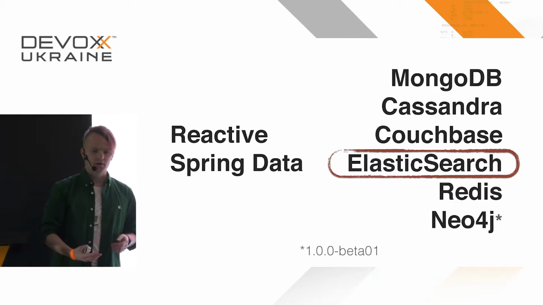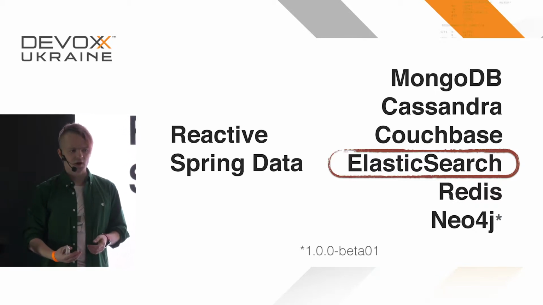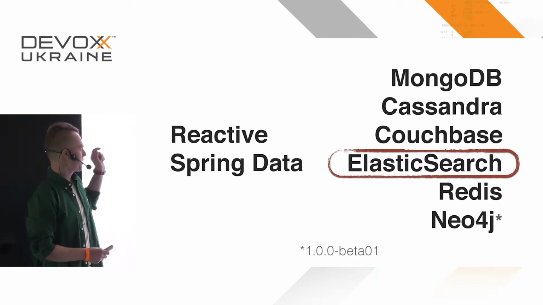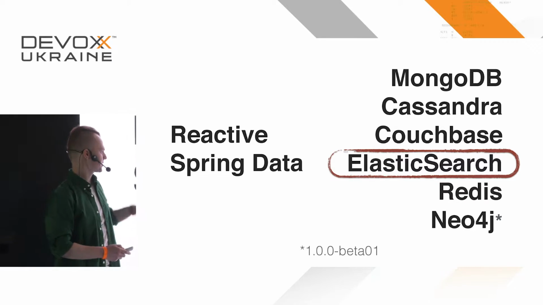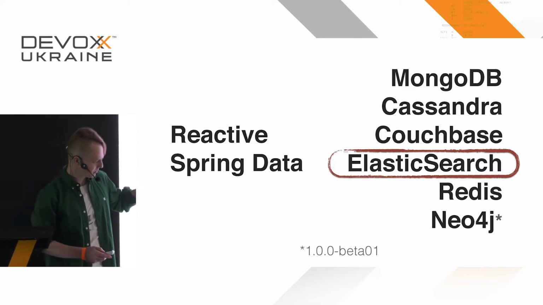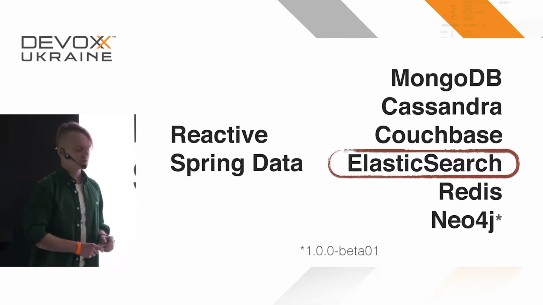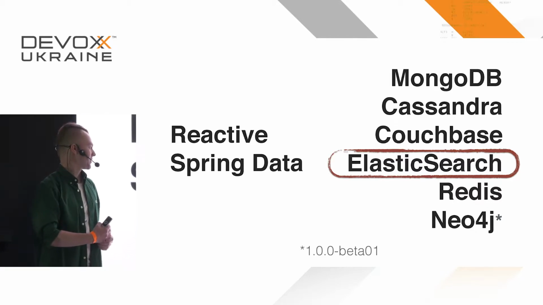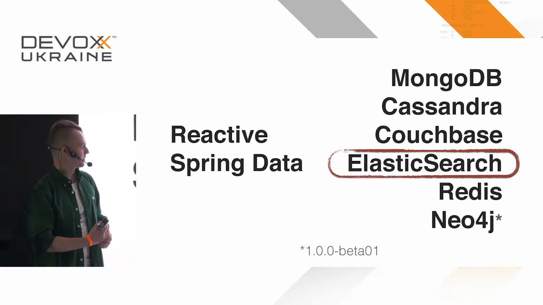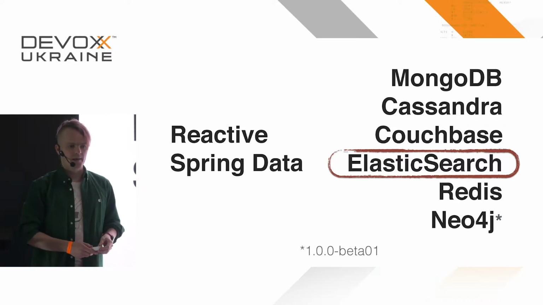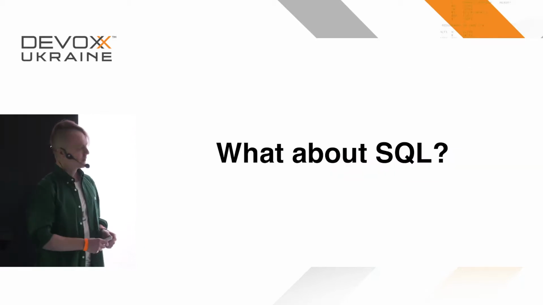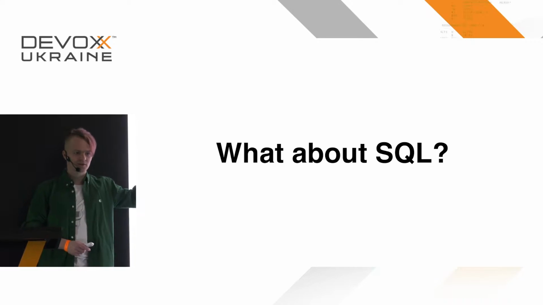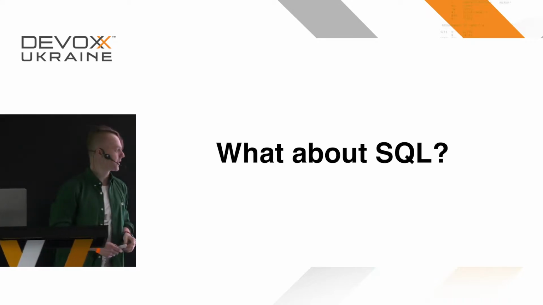What does Spring offer us for database access? So we have Mongo, Cassandra, Couchbase, Elasticsearch, Redis, Neo4j, which is in beta now. And Elasticsearch was just released a couple of weeks ago. So we have a pretty considerable list of databases and even new arrivals recently. But you will ask, what about SQL? Because none of that is Postgres, MySQL, Oracle, or whatever database you use.